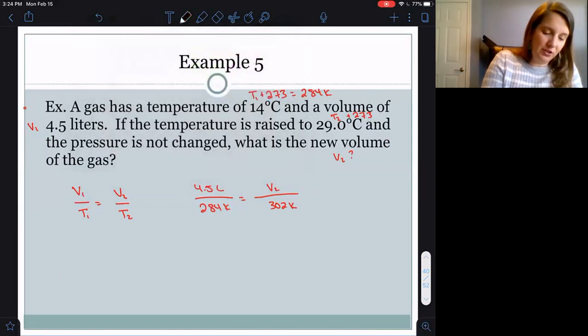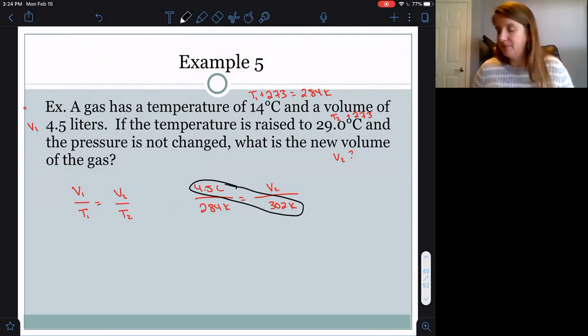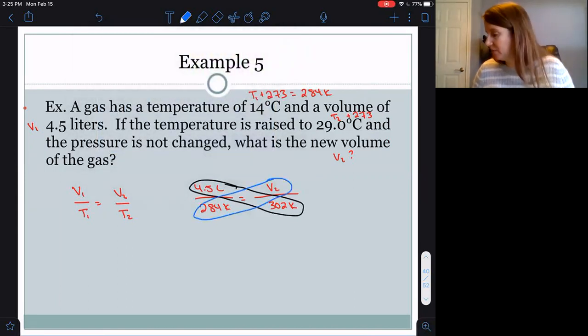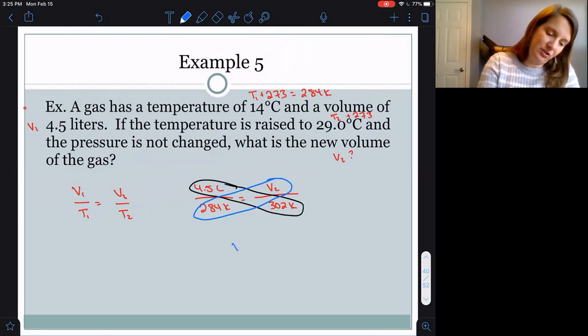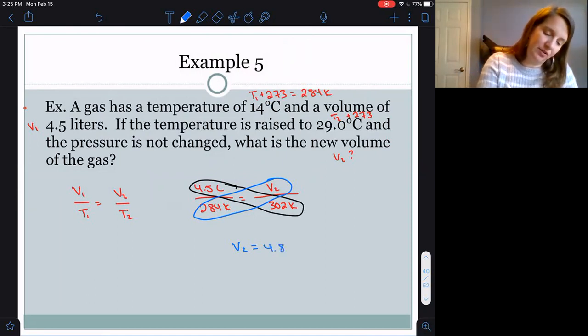So again, you want to make sure you multiply by the diagonal where there is no variable first. So 4.5 times 302. And then you're going to be dividing by the diagonal where you do have your variable. So I'll divide by 284. I should get for my V2, I only get 2 sig figs in this case because of the 4.5. So I should get 4.8, and my units are going to be liters because I have liters on the left side here.